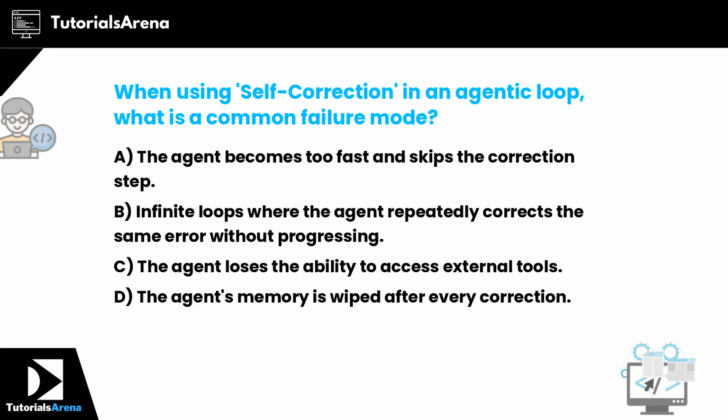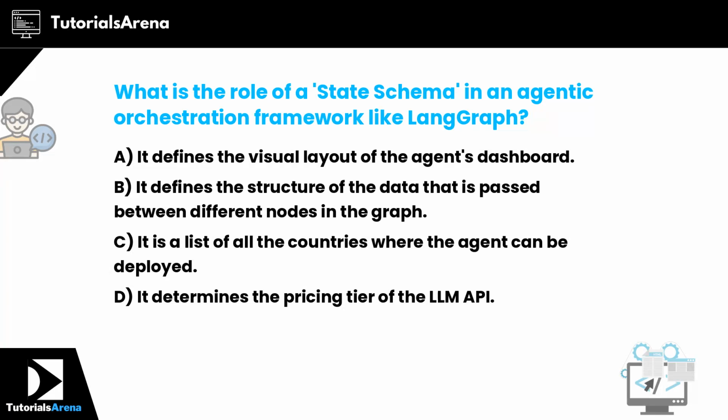When using self-correction in an agentic loop, what is a common failure mode? The correct answer is option B, infinite loops where the agent repeatedly corrects the same error without progressing. What is the role of a state schema in an agentic orchestration framework like LangGraph? The correct answer is option B. It defines the structure of the data that is passed between different nodes in the graph.